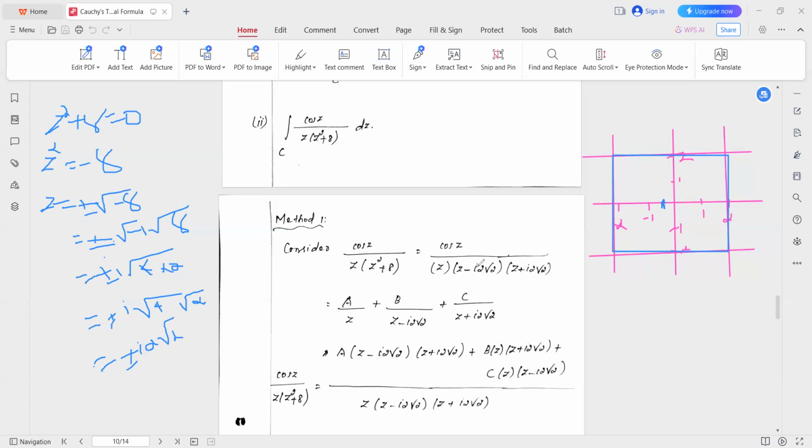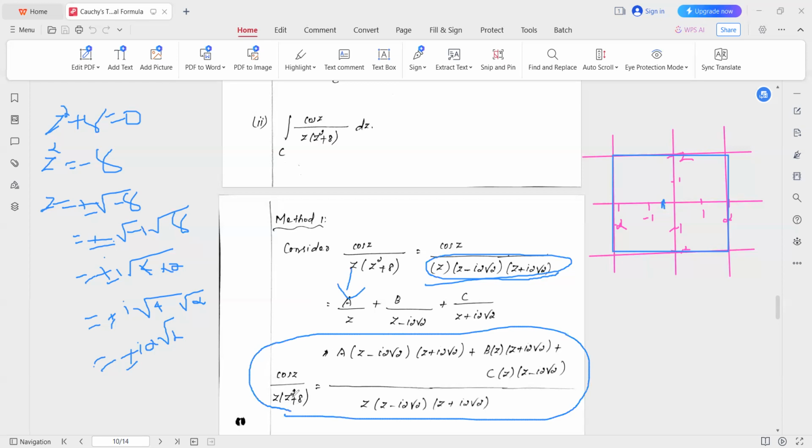So z square plus 8 can be written as z minus i2 root 2 and z plus i2 root 2. So here we have three linear factors. In the previous problems we had only two, and here we have three. Since we have three linear factors, we are splitting into three: A by z plus B by z minus i2 root 2 plus C by z plus i2 root 2. So cos z by z into z square plus 8 is equal to this. Next we take the LCM, and we get this part.